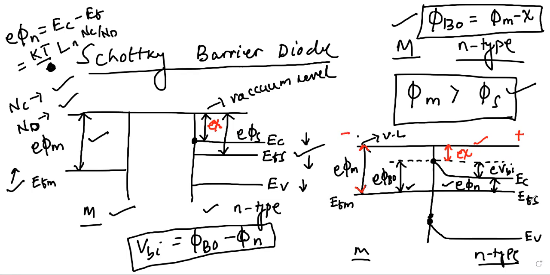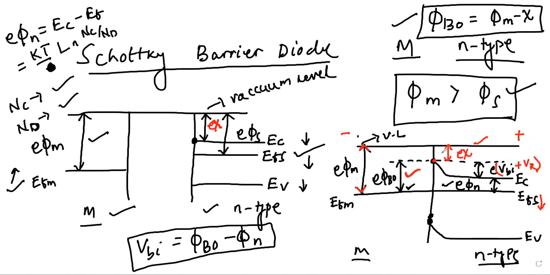This is connected to the positive terminal. The Fermi energy level here will go down, and the potential barrier will increase, so the depletion region will increase. This will become E times VBI plus VR. Whereas this E phi B0, the barrier from the Fermi energy level of the metal to this junction, which is the ideal barrier height or the Schottky barrier height, remains unchanged.